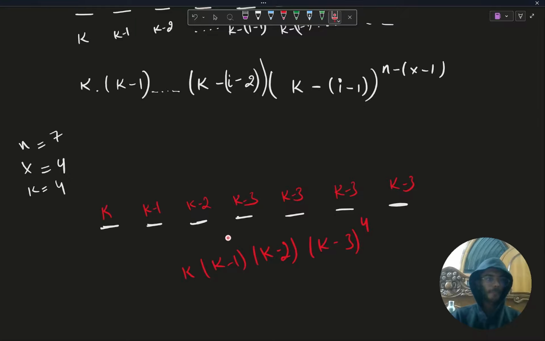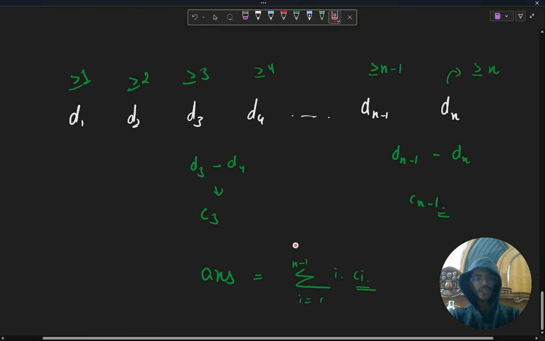If we put x equal to 4, here it would be k minus 4 minus 1, that is k minus 3, raised to the power n minus 4 minus 1, where n is 7, so 7 minus 3, that is 4 only. So we get a 4 over here. And then i minus 2, that is 4 minus 2, is 2. So k into k minus 1 into k minus 2, that is exactly what we got over here. So the formula is correct, and that's pretty much the whole solution as well. Rest is just computing C and calculating the answer.